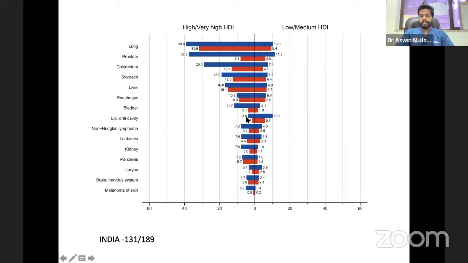On the right-hand side, what we can see are the high and very high HDI countries. In those countries, incidence is less, and similarly mortality. So what these graphs tell us is that the socioeconomic status of the population also has an important role in the development of head and neck cancers.